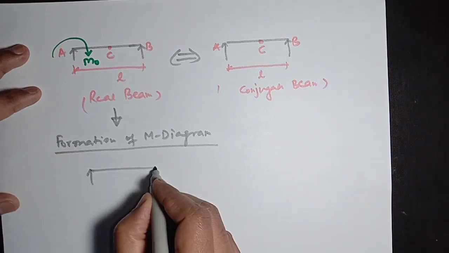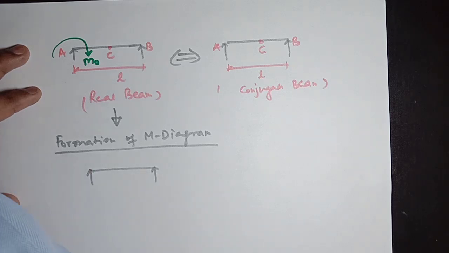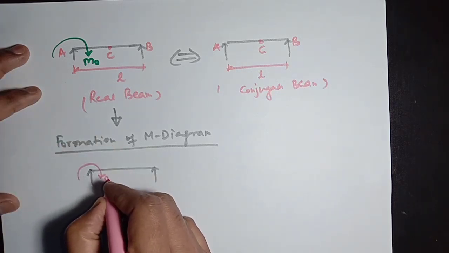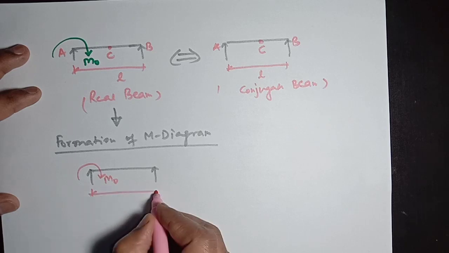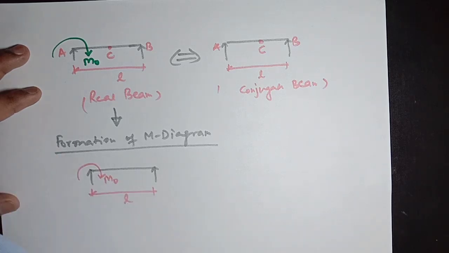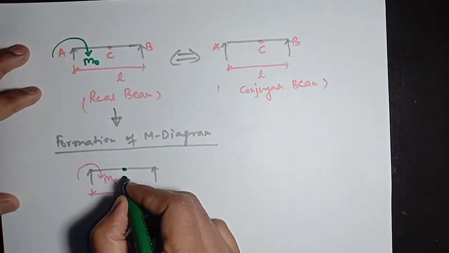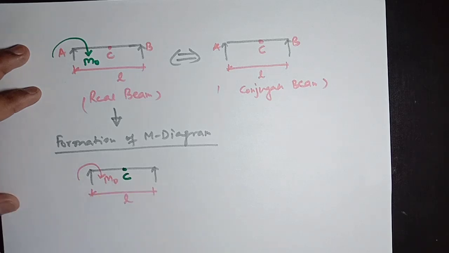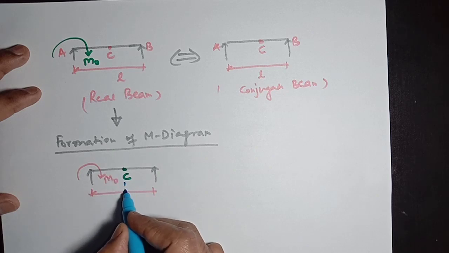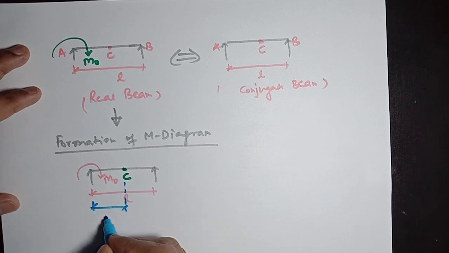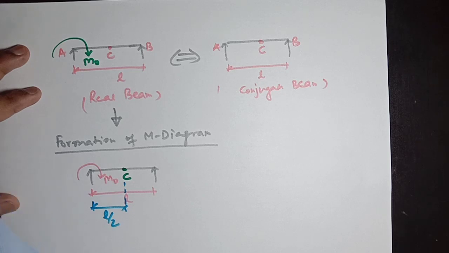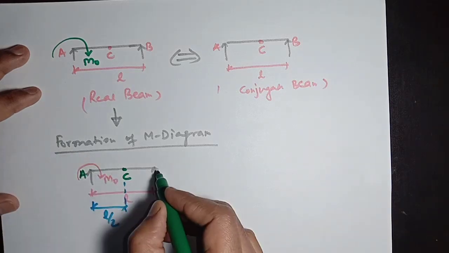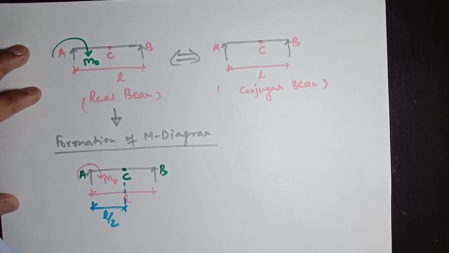Here the beam is subjected to a concentrated moment of M0, the length is L, the center of this beam is C at a distance of L by 2, and its supports are A and B.